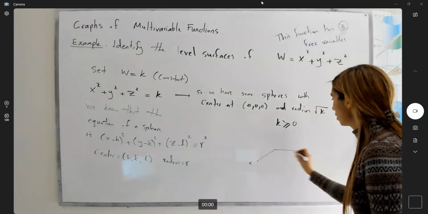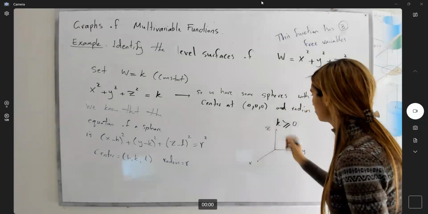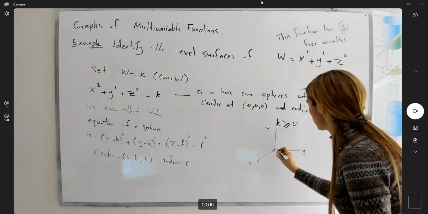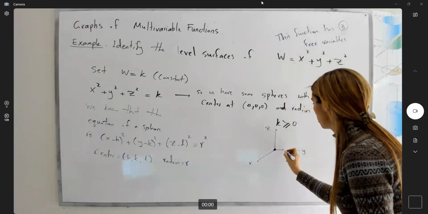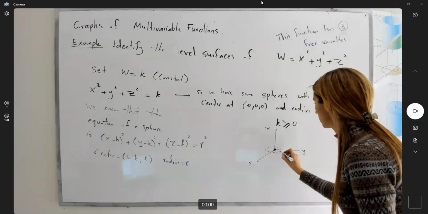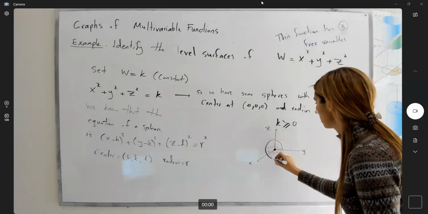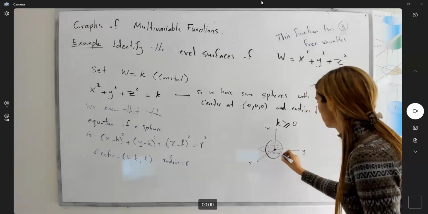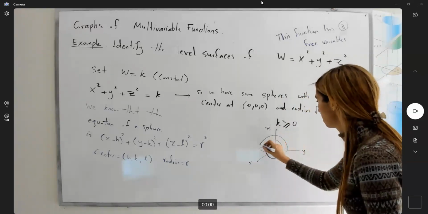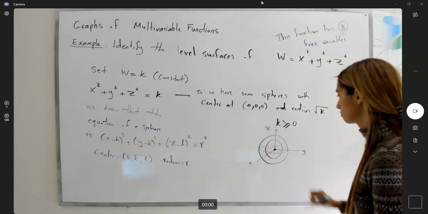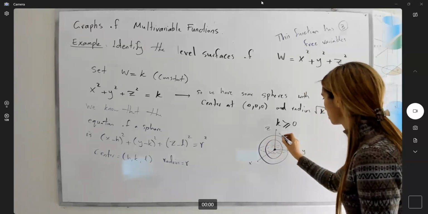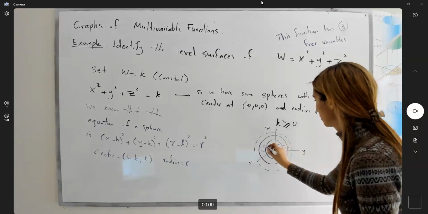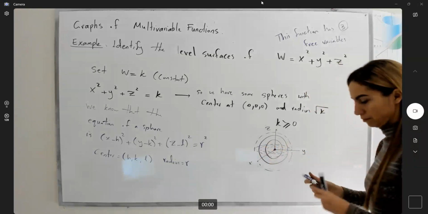X, Y, and Z, and then some spheres. The very first one is located at the origin, then you have another sphere, then you have another sphere, and so on. And we can continue this process. Perfect.